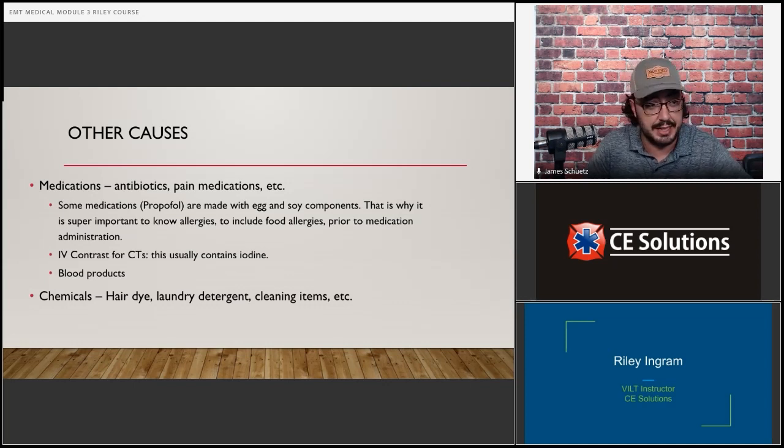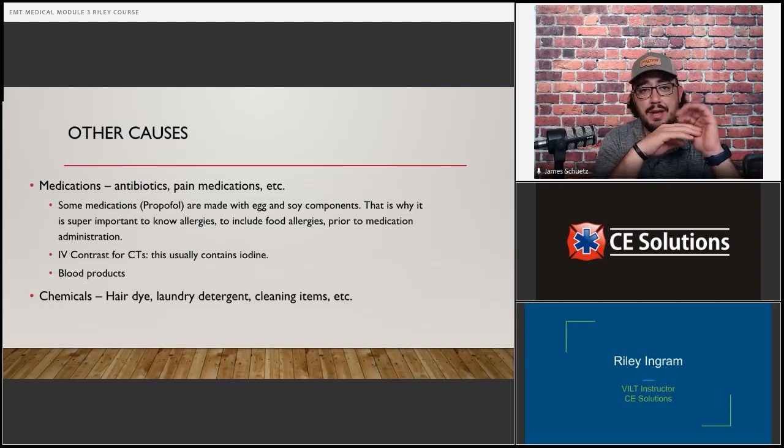IV contrast for CTs usually contain some type of iodine. And then blood products. Those, you could be allergic to another type of blood. That's why, if we're administering blood pre-hospital, if we're doing a transfer or something like that, we've got 2 ports, right? You got a Y system. That way you could cut off that blood and run saline if you need to flush that out.